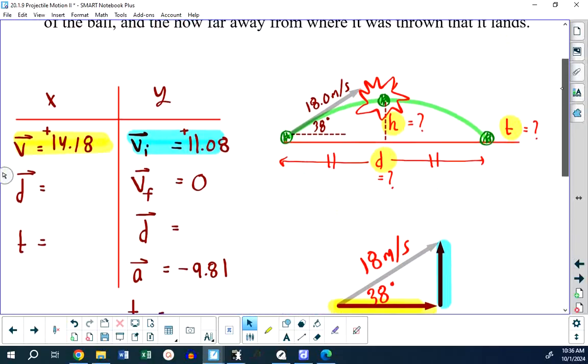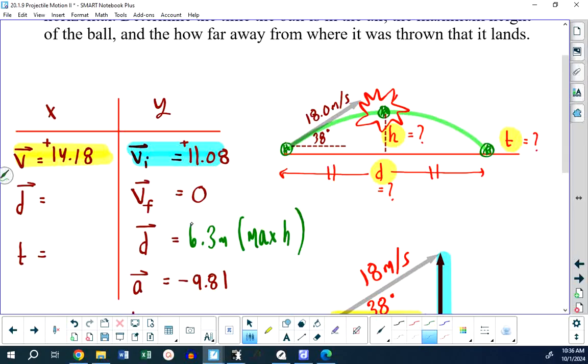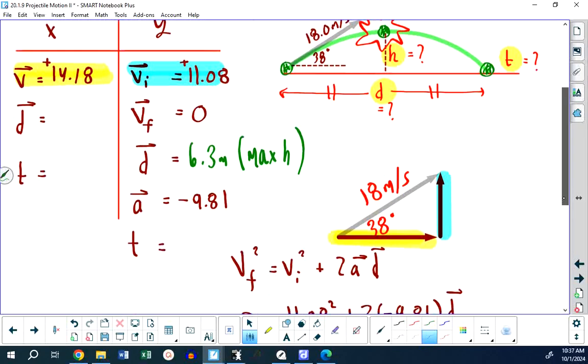Once again, since we used VF equals 0 in the vertical column, and we've calculated D vertically to be 6.3 meters, that's the maximum height of the ball. Now what we can do is find the time. Don't forget, one of the things you're trying to find in this question is the total time the ball is in the air. If you stick with the chart that you're looking at on the screen right now, which I would recommend, when you determine that time, where it says T equals, that time will not be the total time in the air. That's only going to be half the time.